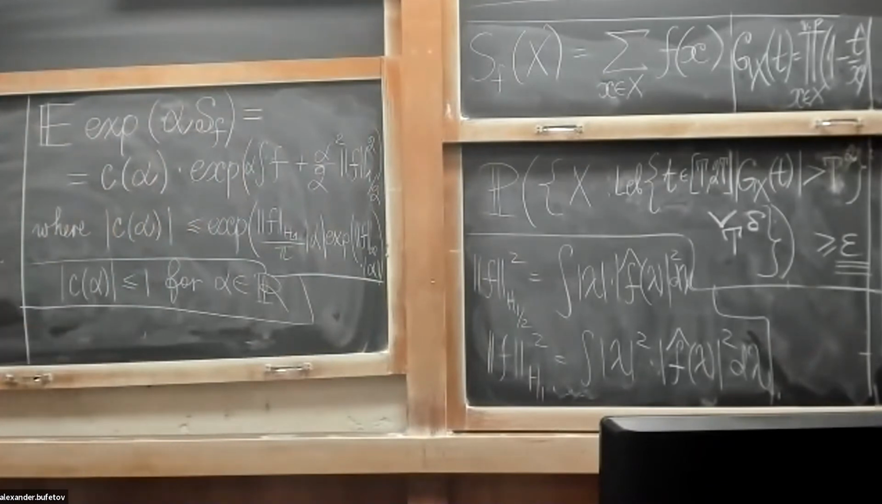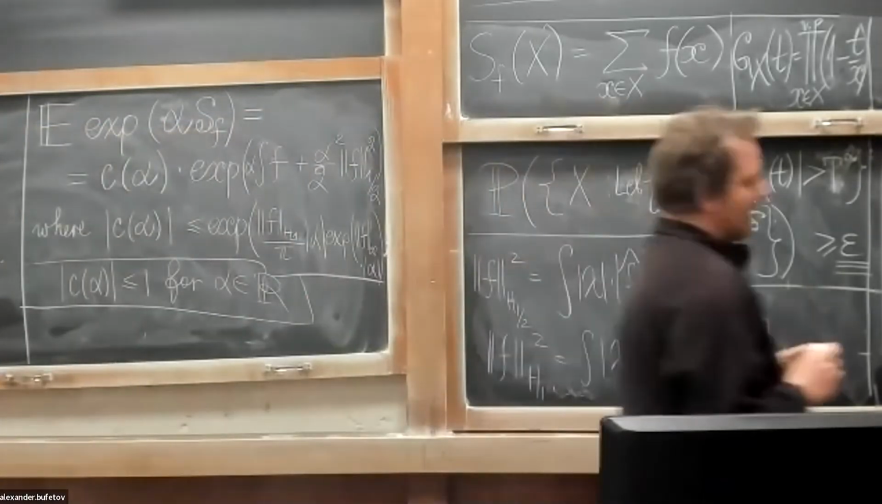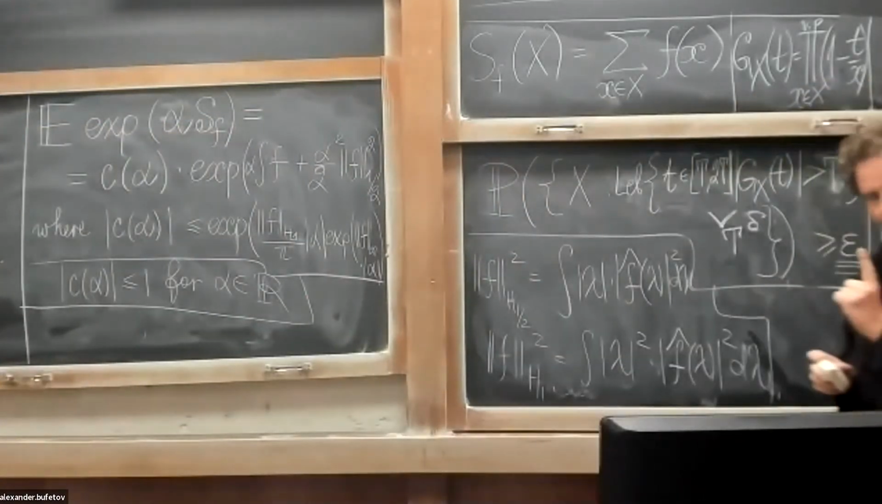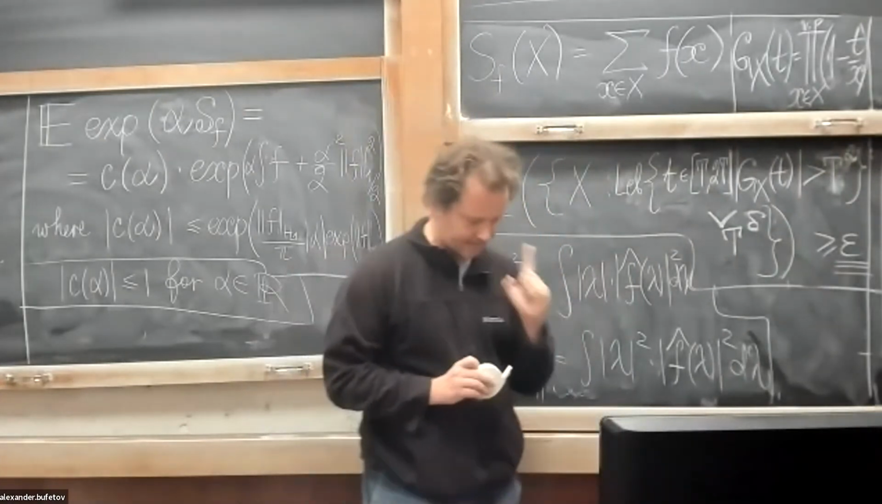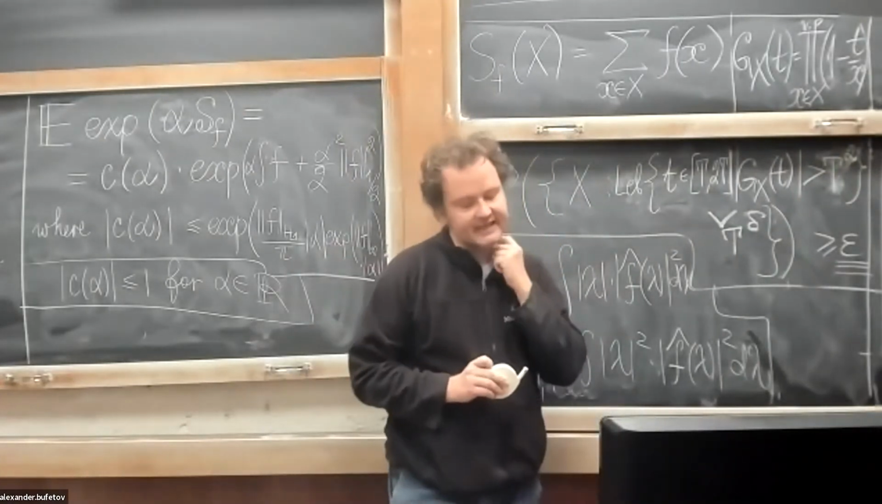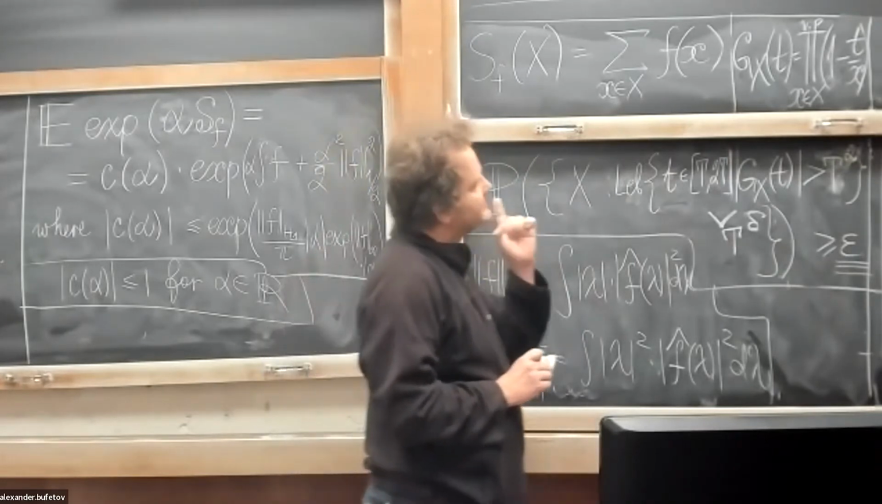Okay, so this gives me normal approximation for my additive functions. But I need more. Here I would like to explain the key step, the key step that I need. I need not just normal approximation.